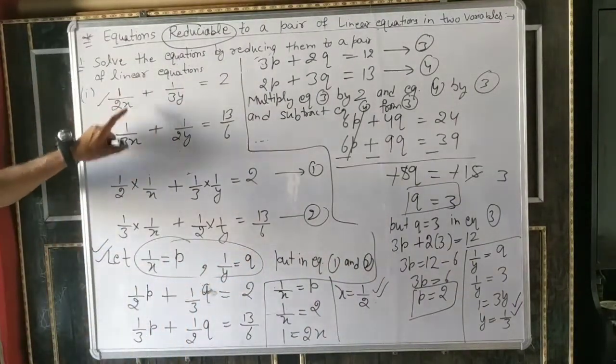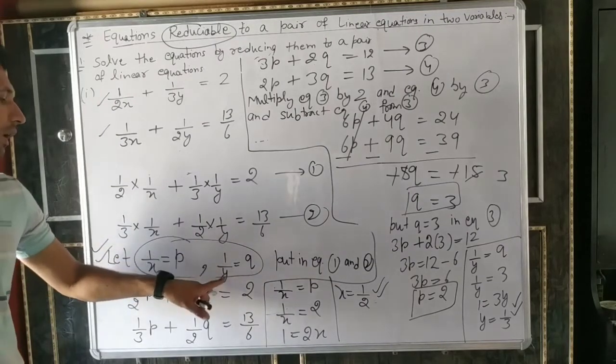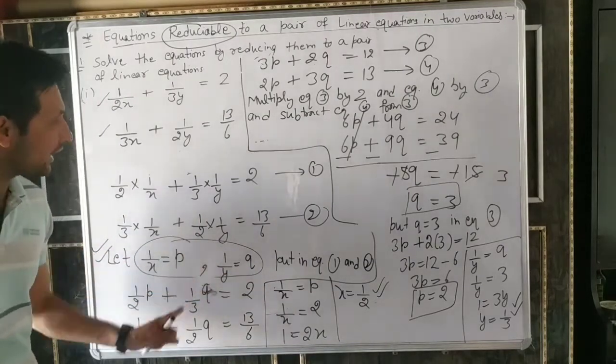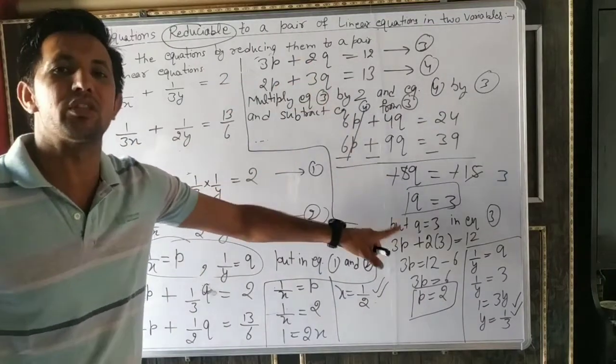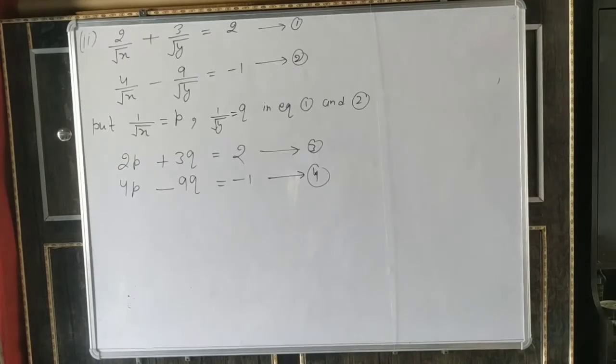Taking 1 upon x equal to one new variable, you can take u, and 1 by y equal to v you can take. And then again we will use the same method that we have already finished. Note it down. We have already taken more time on this question. Now we will do the second part.